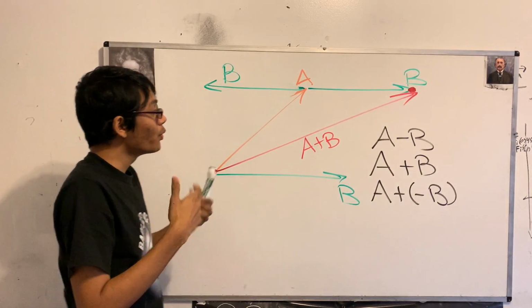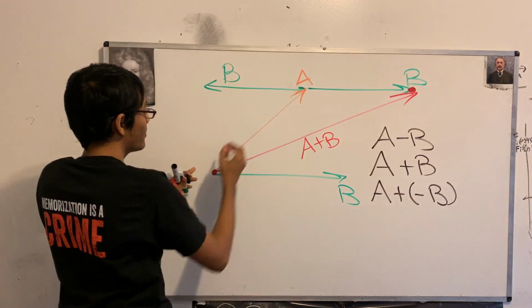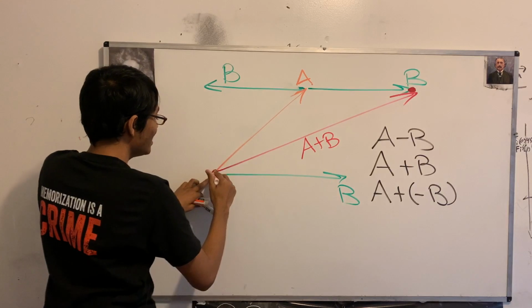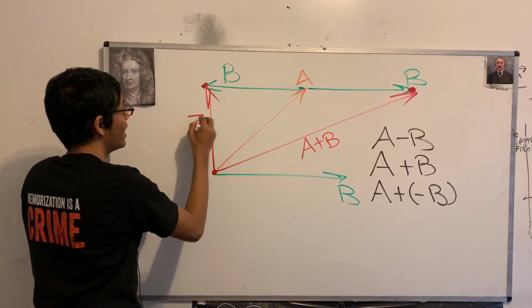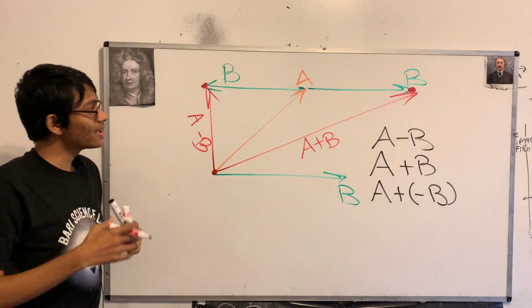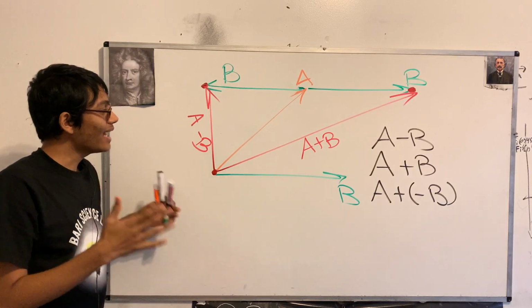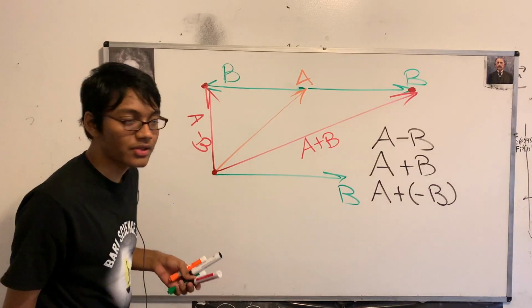And so now we can draw A minus B. A minus B would simply be what? It's going to be where A started and B ended. And it's going to simply look like that, A minus B. And hey, what do you know? That's it. That's all you got to do. That is vector subtraction.